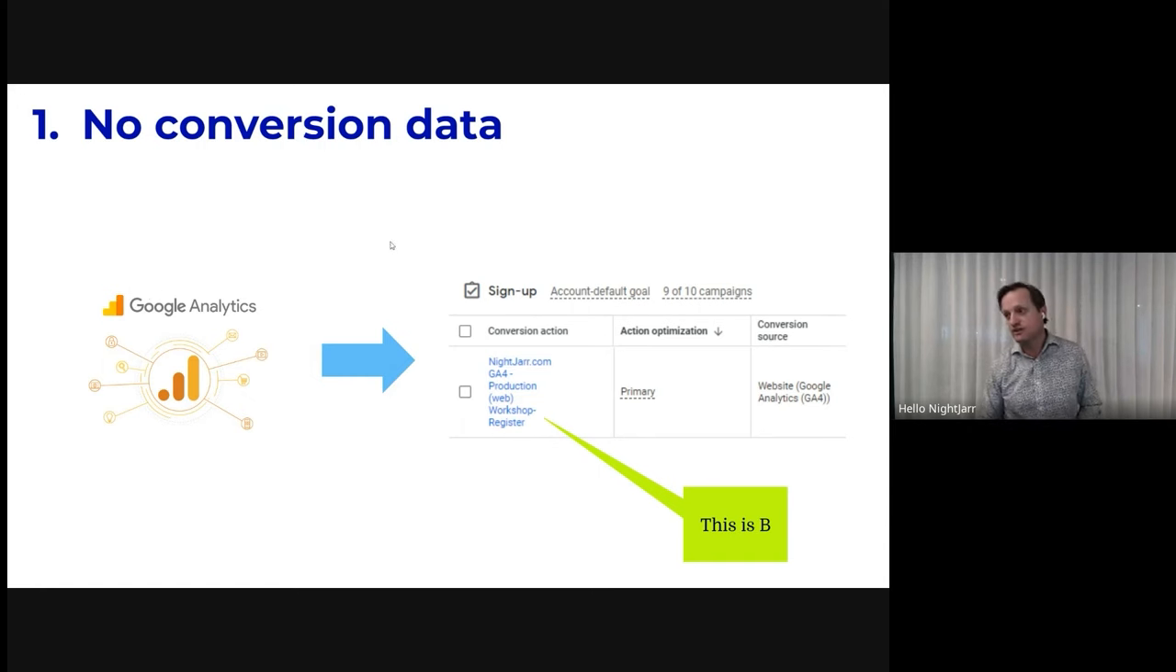And frankly, you can't run the campaign without the conversion data, because a lot of the stuff just works on machine learning. So that's the first thing. Best practice is to set up your events and your conversions in Google Analytics and then push it through into Google Ads. And that is basically B. When you set it as the primary, it's like it's B now. It's like, yes, run it on that.